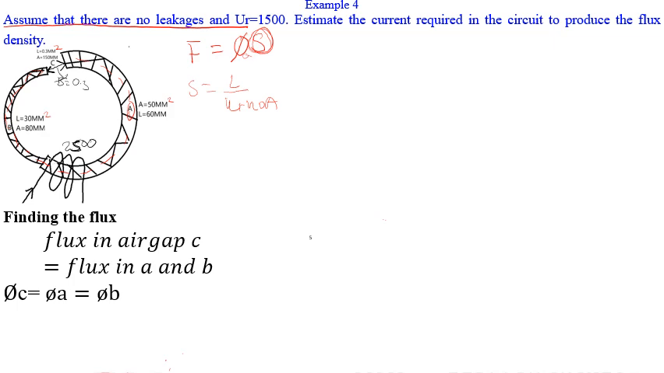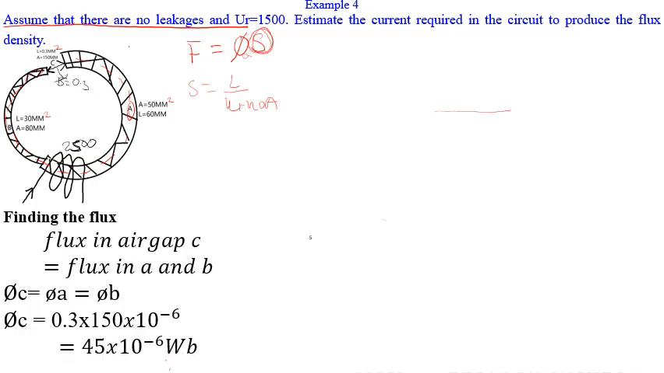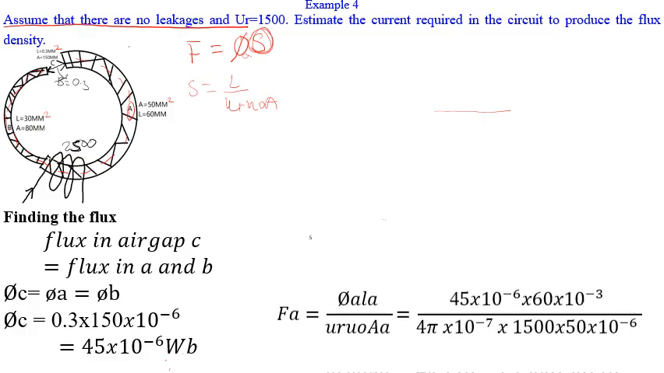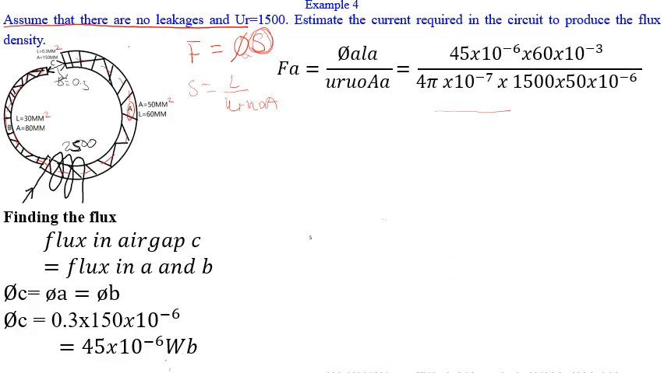Then we do the same for B. Doing it for A, we get our final FA, the magnetic force in A. And doing the same thing for B, what was our length? Our length was 30 millimeters. These are just constants, then divided by the area. The area was 80 millimeters squared, so 80 times 10 raised to the power minus 6. Then we get our answer as 8.9580.